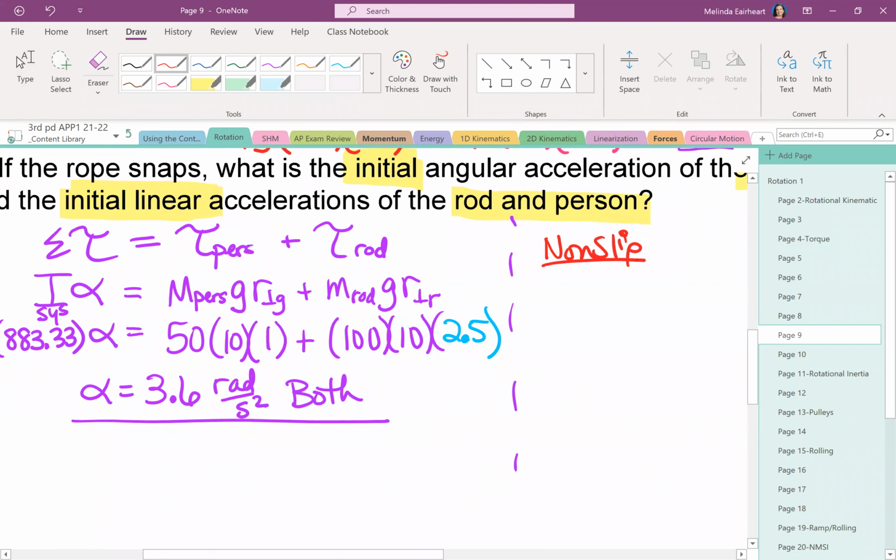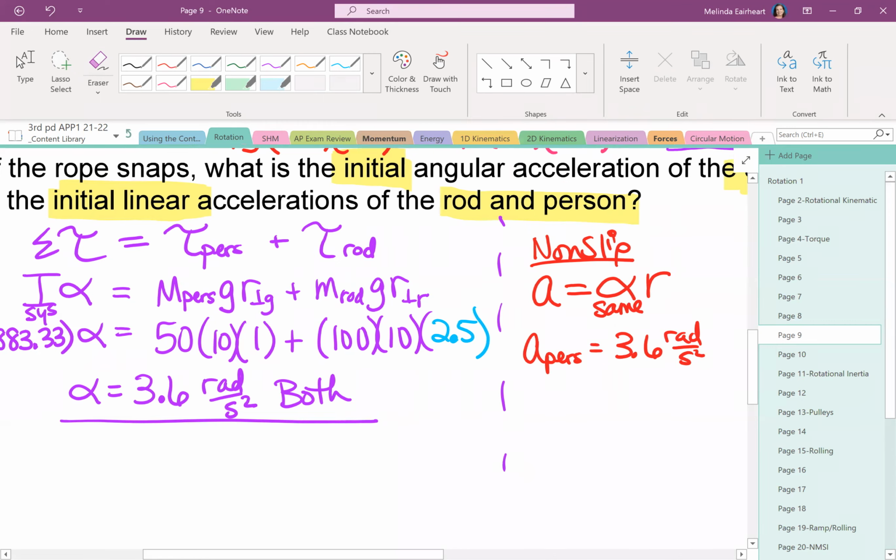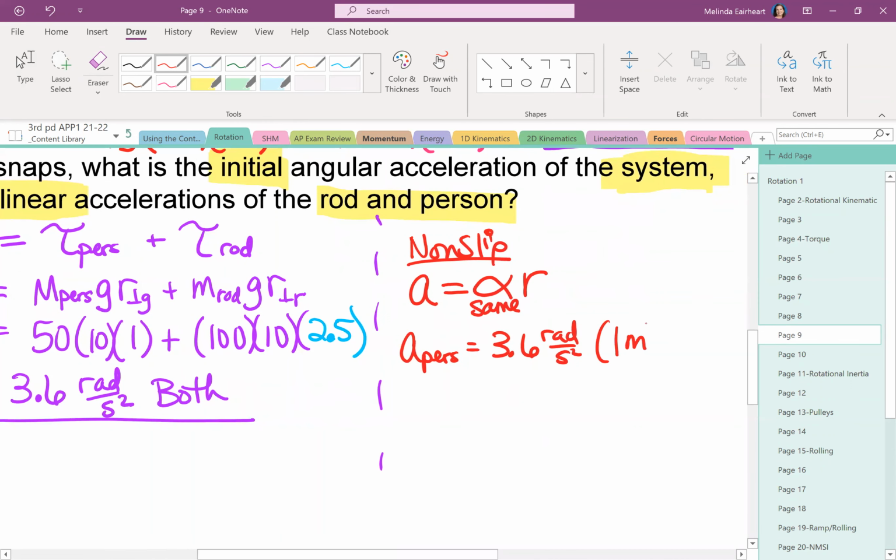For linear acceleration, this is where we want to use that non-slip equation, assuming the person doesn't slide off the bridge as soon as it's cut. Eventually, maybe 5 seconds later, maybe. But here, when they rotate together, the linear acceleration is equal to the angular acceleration times radius. They'll have the same alpha, but their centers of mass are at different radii. For the person, it'd be 3.6 radians per second squared times 1 meter.